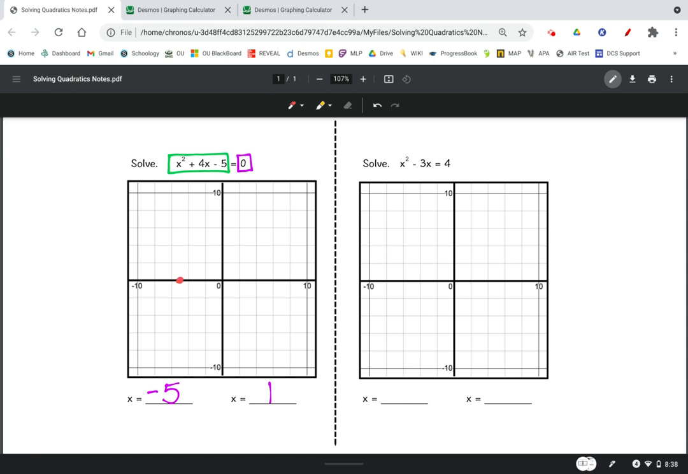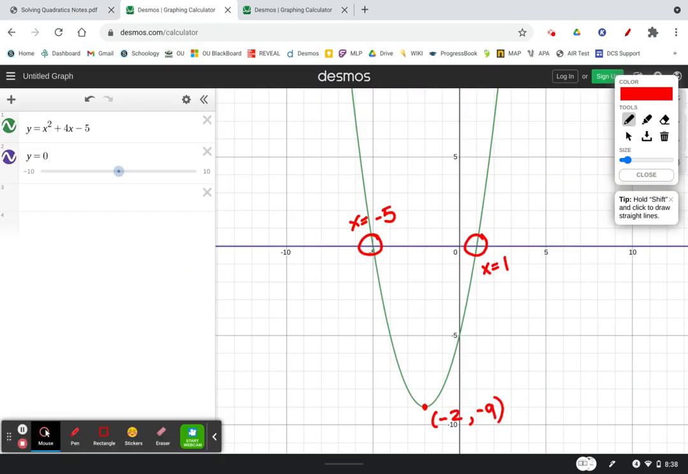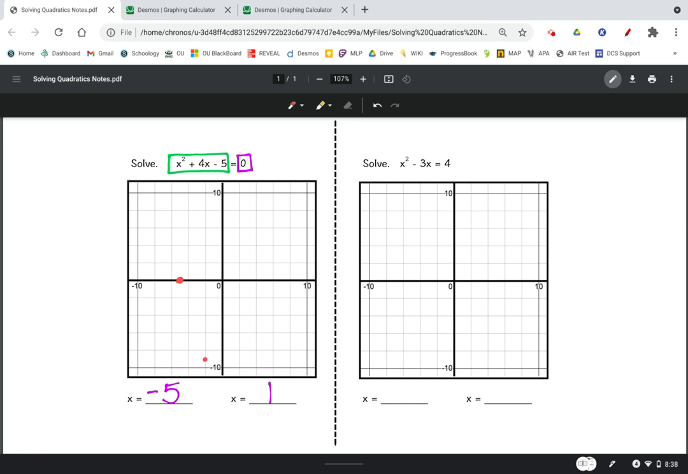What did I say? -2, -9. So that's going to be right there. And then 1, 0 is right there. And I'm just going to make my nice little loop-de-swoop. Now, I know you guys are better artists than me, so make it the best you can. It doesn't have to be perfect, but it does need to be somewhat of a semblance of what it is that we've done.